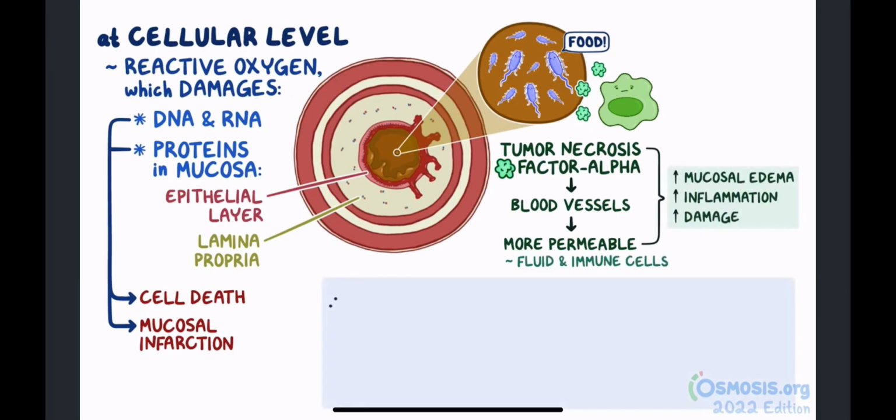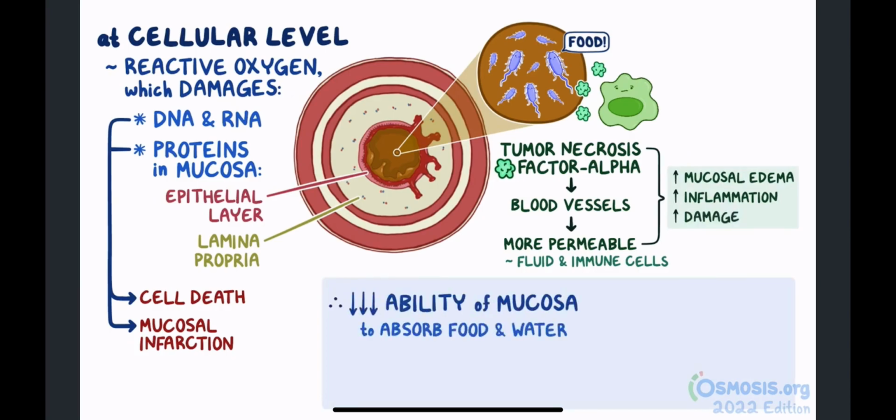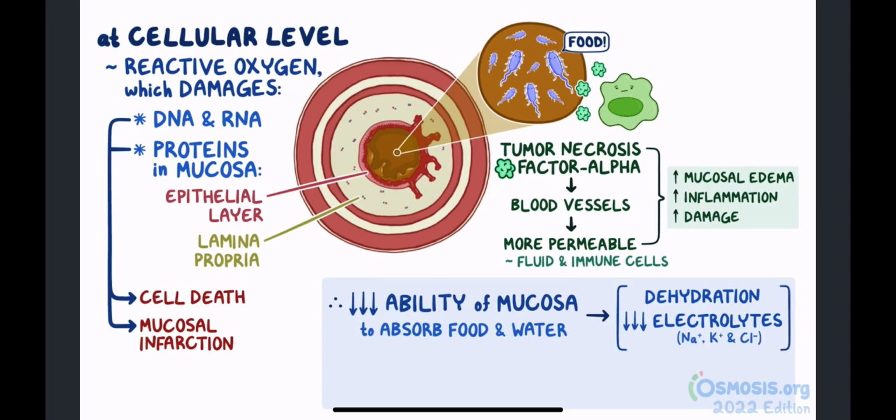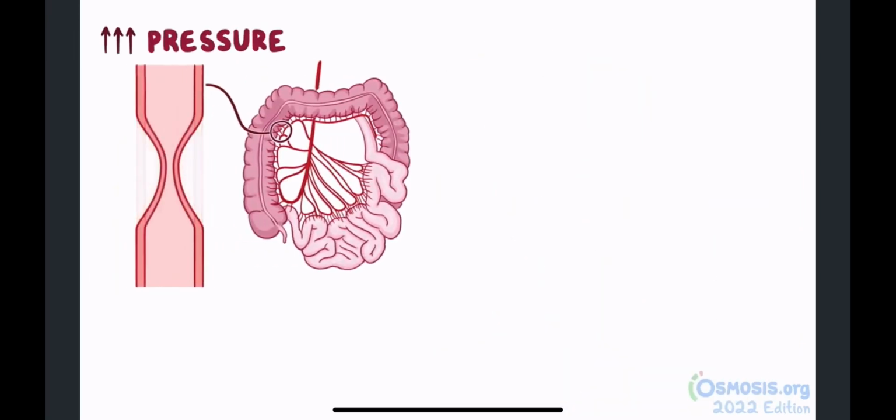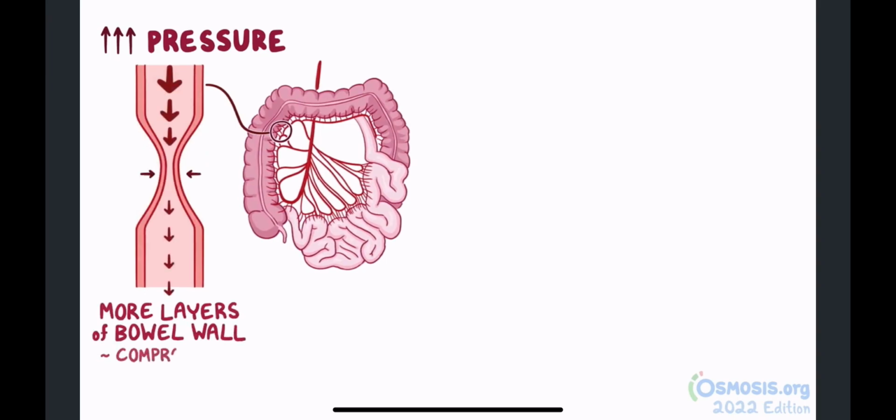The overall result is the compromised ability of the mucosa to absorb food and water, which may lead to dehydration and loss of electrolytes, like sodium, potassium, and chloride. Now, as all these lumen contents continue to build up, intraluminal pressure rises even higher, making the problem even worse if not corrected. And if this pressure becomes high enough, even larger arteries will get compressed, meaning that the arterial supply to more layers of the bowel wall is compromised.